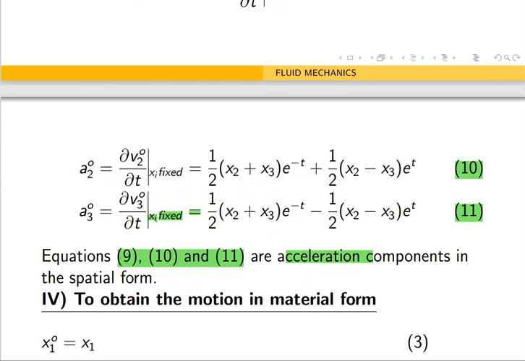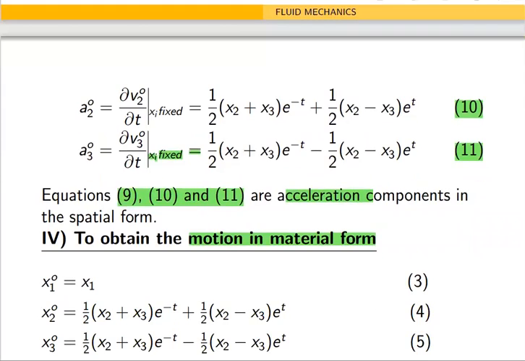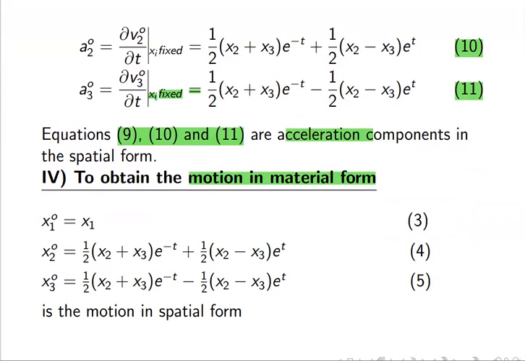Now we have to obtain the acceleration and the velocity in the material form. To get the material form, we have to have the motion in the material form. So let us find the motion in the material form. Remember, we had been given displacement in the spatial form, and we converted that using the displacement relation. So now I've got the motion in the spatial form. We'll call them 3, 4, 5. You can give whatever numbers you want. We are just giving it as 3, 4, 5.